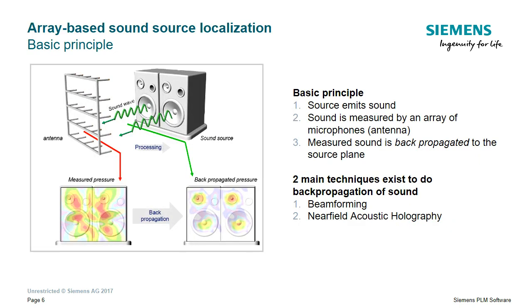The basic principle of sound source localization is the following. You have a source, here depicted by two loudspeakers, that generates a wave, it emits sound. And it's measured by an array of microphones. Sometimes it's called an array, sometimes an antenna or a microphone antenna. That sound field is then measured, so we have measured sound pressure, and then we use a technique to backpropagate that sound back to where the sound is coming from, to the source plane.